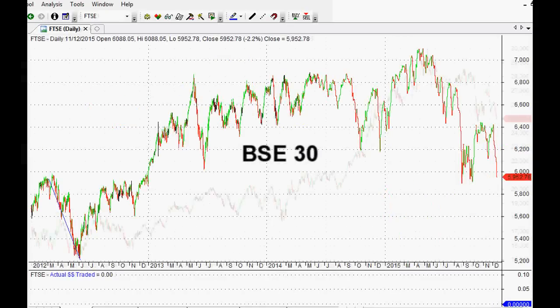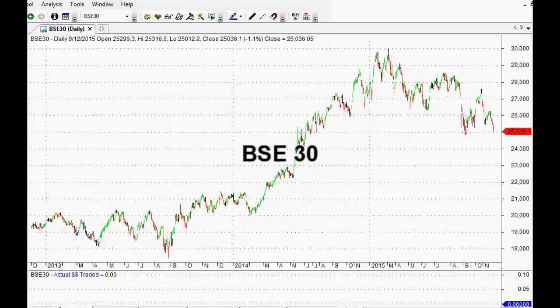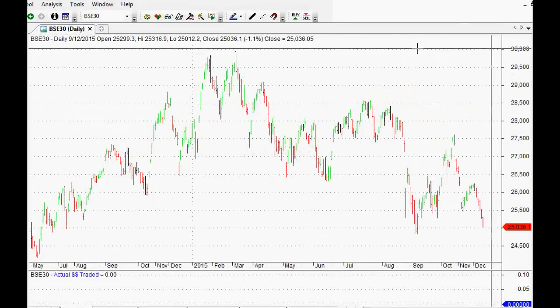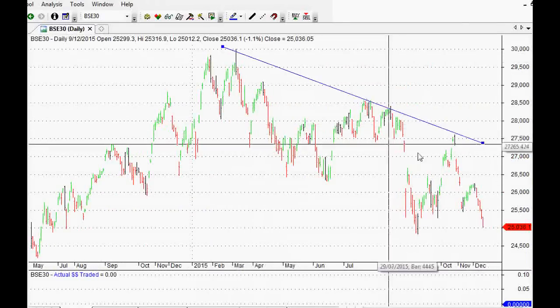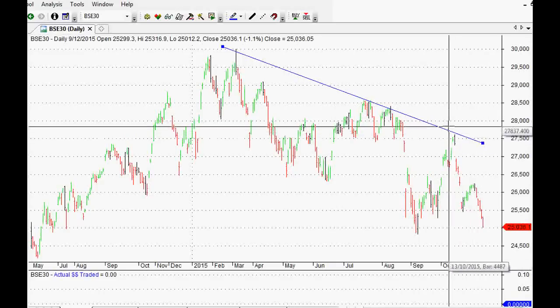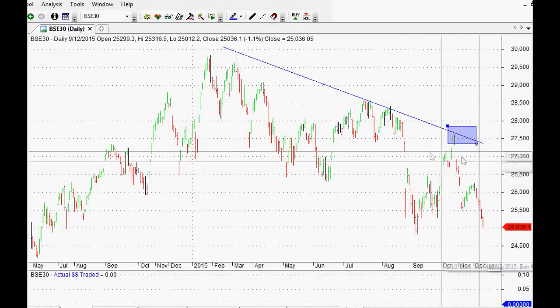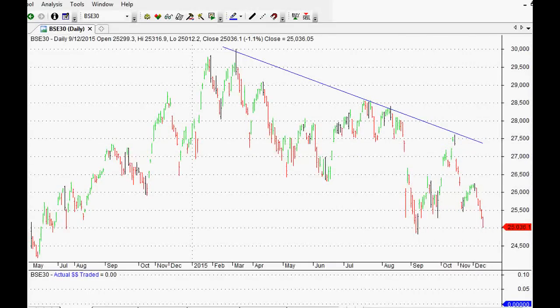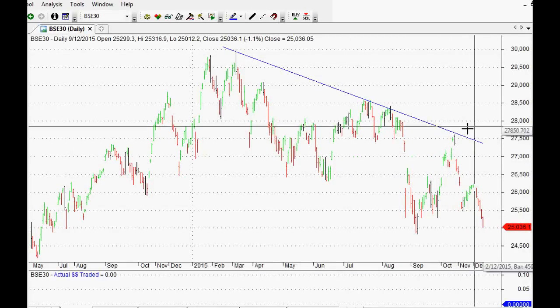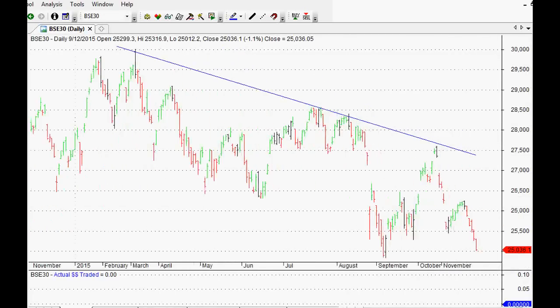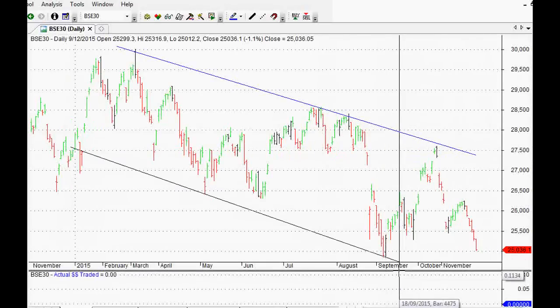Next, of course, let's check out the BSE 30 in India. The last time we did look at this, basically we're looking at that trend line. Again, similar scenario. I was saying it would have to break above that trend line in order for the uptrend to continue. That has not happened, and in fact the market has fallen away even further since touching on that trend line there, which is really cool. I mean, that does happen quite a lot.